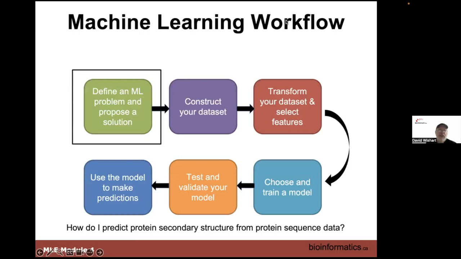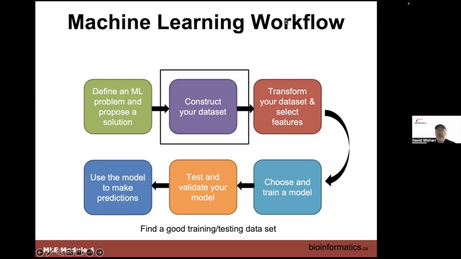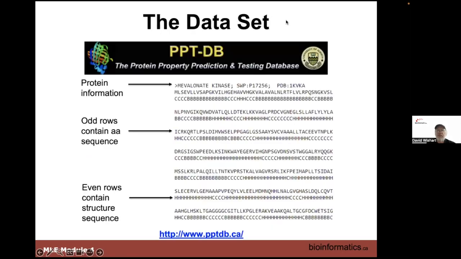So as with everything, we still decide, you know, what is our problem? How are we going to have our data set? How are we going to transform it? What model are we going to choose? And we've already decided we're going to do a neural net. And how do we validate? So our problem is, how do I predict secondary structure from protein sequence data? So I need to have a good data set, both for training and for testing.